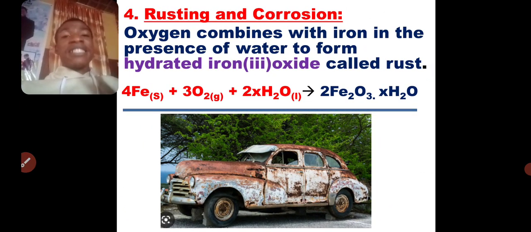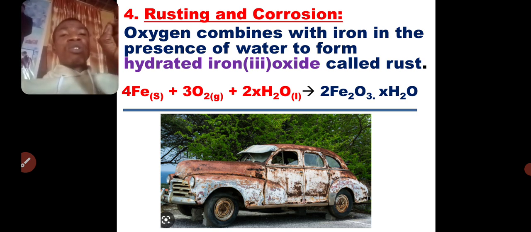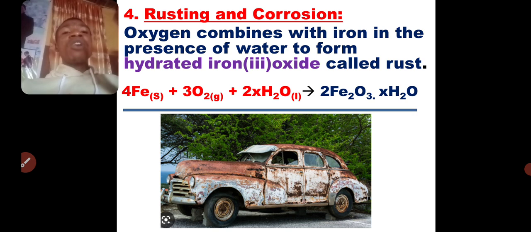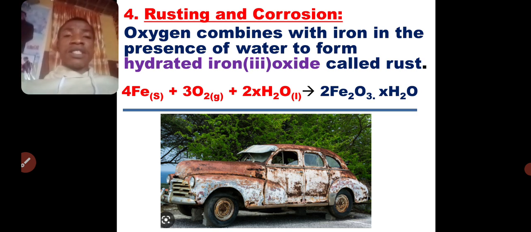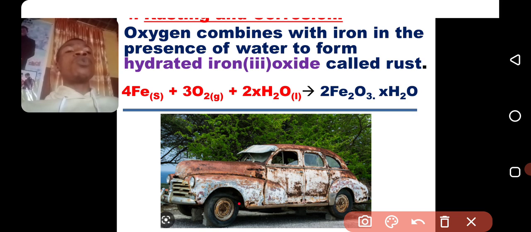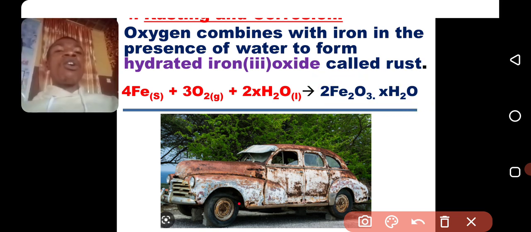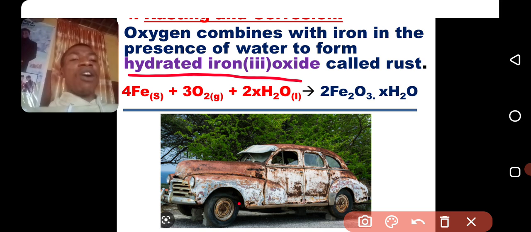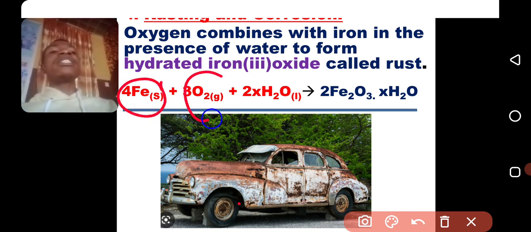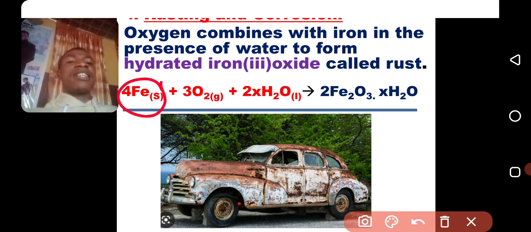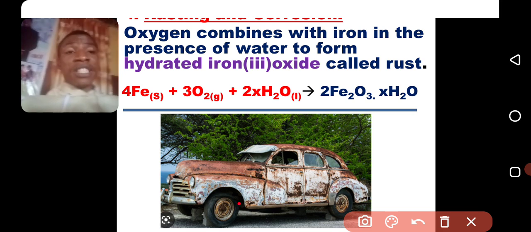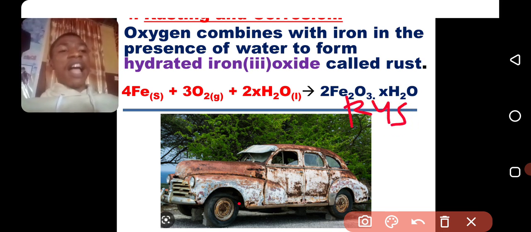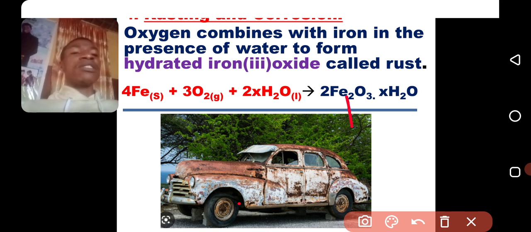Oxygen reacts with metals in the presence of moisture to corrode them. You call this corrosion. Corrosion in iron is called rusting because the product that is formed is called rust. The chemical formula of rust is Fe2O3.XH2O, called hydrated iron(III) oxide. So when iron reacts with oxygen, wherever water is present, it gives you Fe2O3.XH2O called rust.